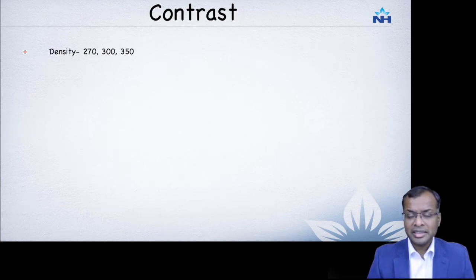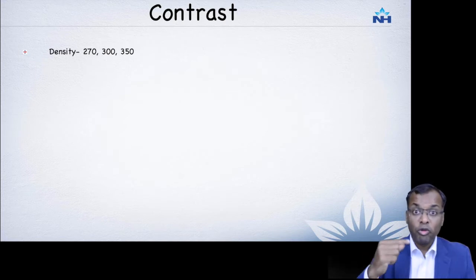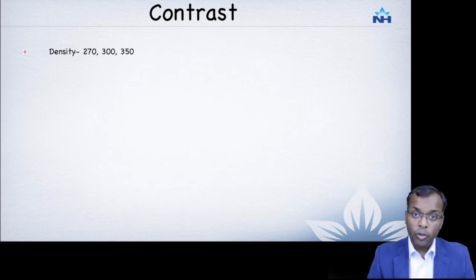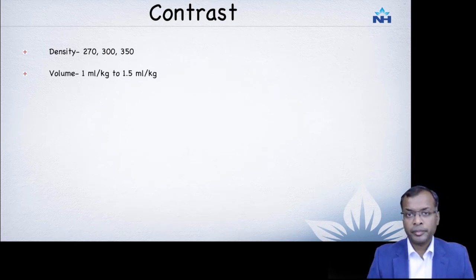The other advantage of using low density is you may be able to give more volume of contrast, because at the end of the day it's the iodine dose that actually relates to any contrast induced nephropathy. So lower density contrast, lower the kV, lower density contrast, you may be able to give more amount of volume also.